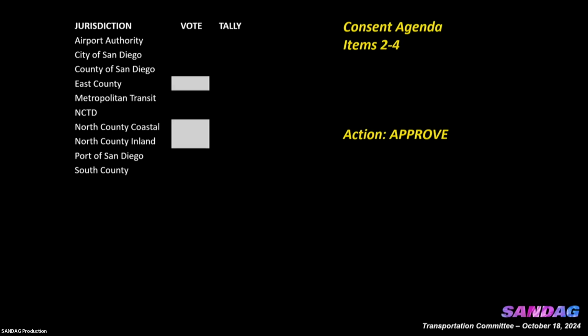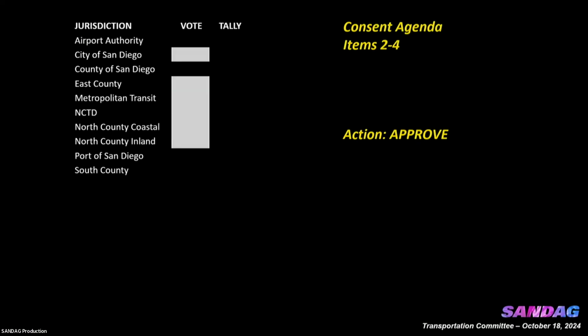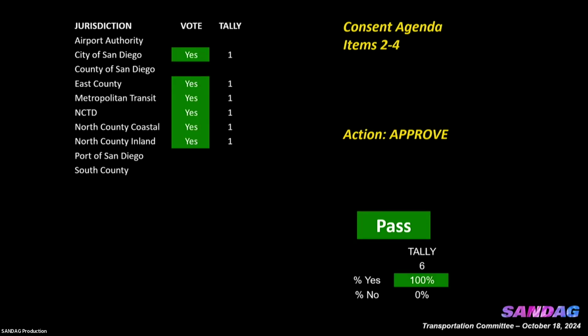The Airport Authority is absent. City of San Diego, Councilmember Campillo. Yes. County of San Diego Supervisor Montgomery Steppe. Yes. East County Chair Shu. Yes. MTS Councilmember Moreno. Moreno, yes. North County Coastal Councilmember Zito. Zito, yes. North County Inland Councilmember Musgrove. Aye. NCTD Deputy Mayor Edson. Edson, yes. Port of San Diego and South County are absent. And that motion passes unanimously with those members present. Thank you, Tessa.